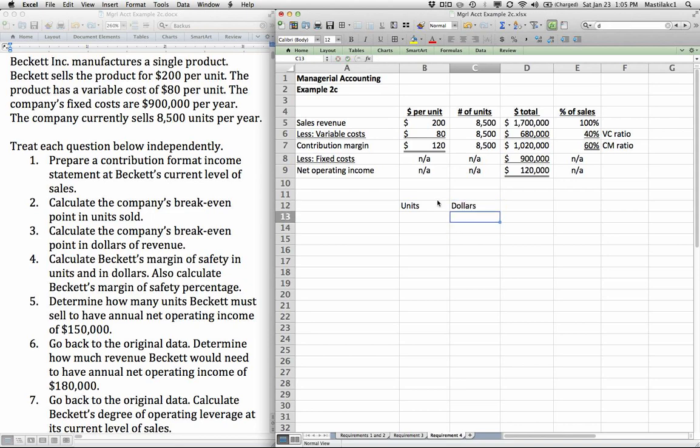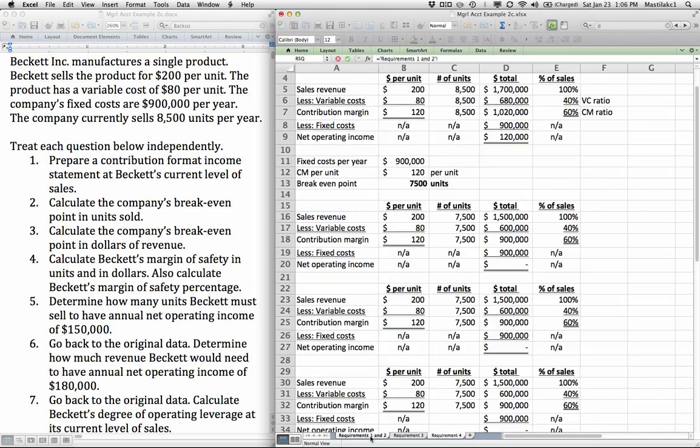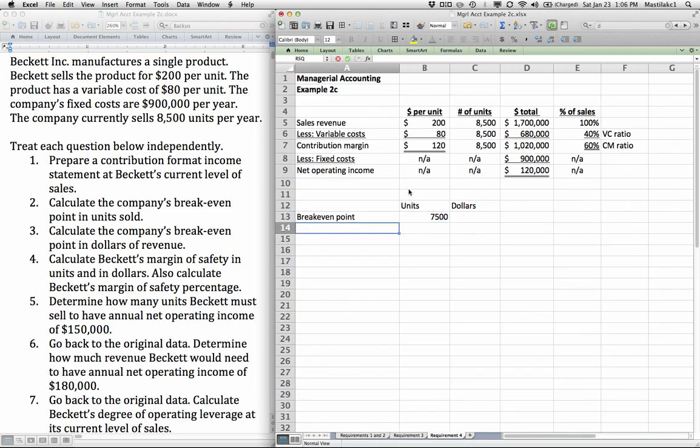We can do it in units sold or we can do it in dollars of revenue. So the first thing we need to do is calculate our break-even point. And we've done that already. Our break-even point in units is 7,500 units. And our break-even point in dollars is $1.5 million.